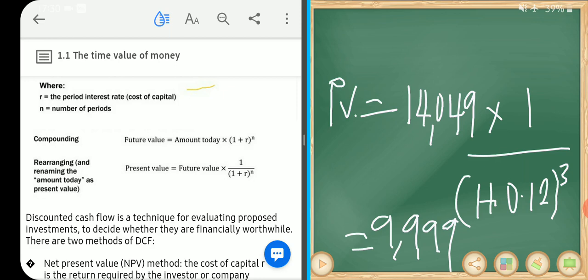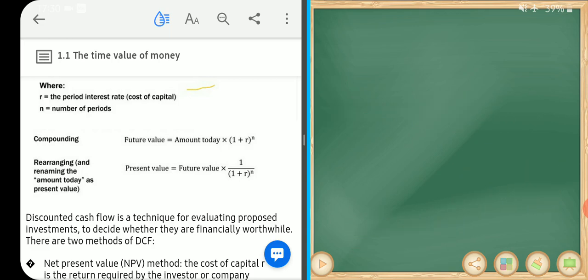That is what 10,000 naira will buy now, given that discount rate of 12%. In the future, it is 14,000 naira that you will use to buy the same thing that 10,000 naira will buy now. So that's what we mean by present value of money.